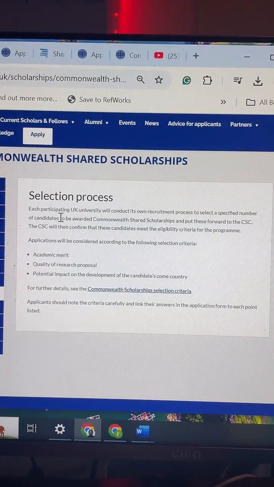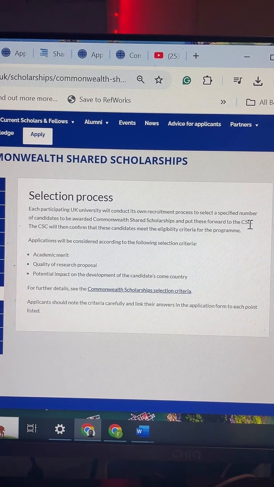So, selection process. Each participating UK university will conduct its own recruitment process to select the specified number of candidates to be awarded the Commonwealth Shared Scholarships, and put these forward to the Commonwealth Shared Commission. So for all the universities that you will be making the application to, they will look at the number of candidates who are applying for that specific scholarship and the course. And then they will tell you that these are the ones that we want to give the scholarship to, and they will send all that information to the Commonwealth Shared Commission.